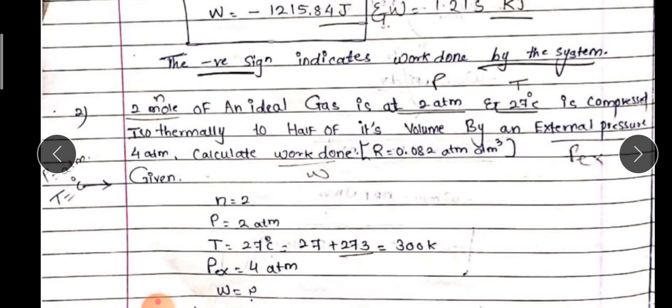Here is another sort of numerical. 2 moles of an ideal gas at 2 atmospheres and 27 degrees centigrade is compressed isothermally to half of its volume by an external pressure of 4 atmospheres. Calculate the work done. The number of moles is given, pressure is given, temperature is given, external pressure is given, and they ask you to calculate the W.